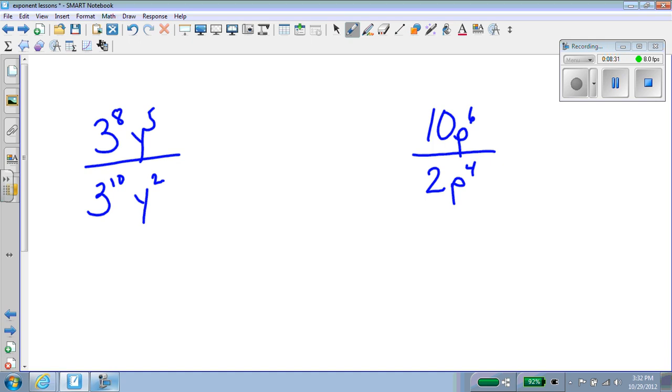Okay. Well, I could do this because I've got common bases, right? Base of 3, base of y. I could do 3 to the 8 minus 10, y to the 5 minus 2. So then that would be y to the third stays, 3 to the second goes.